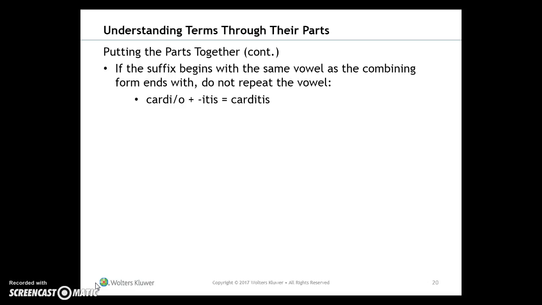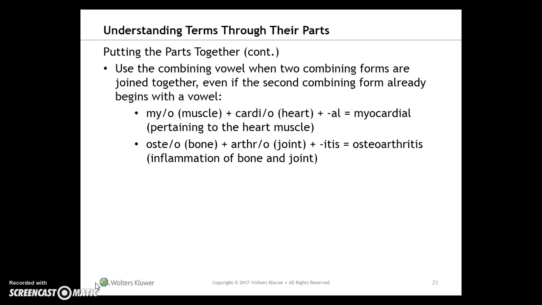If the suffix begins with the same vowel as the combining form ends with, you don't repeat that vowel. So cardio and itis, we are not going to say cardioitis, and we have an I and an O and an I there, so we're just going to use the cardi or the carditis. That's how you're going to put them together. So that's just really memorizing those rules.